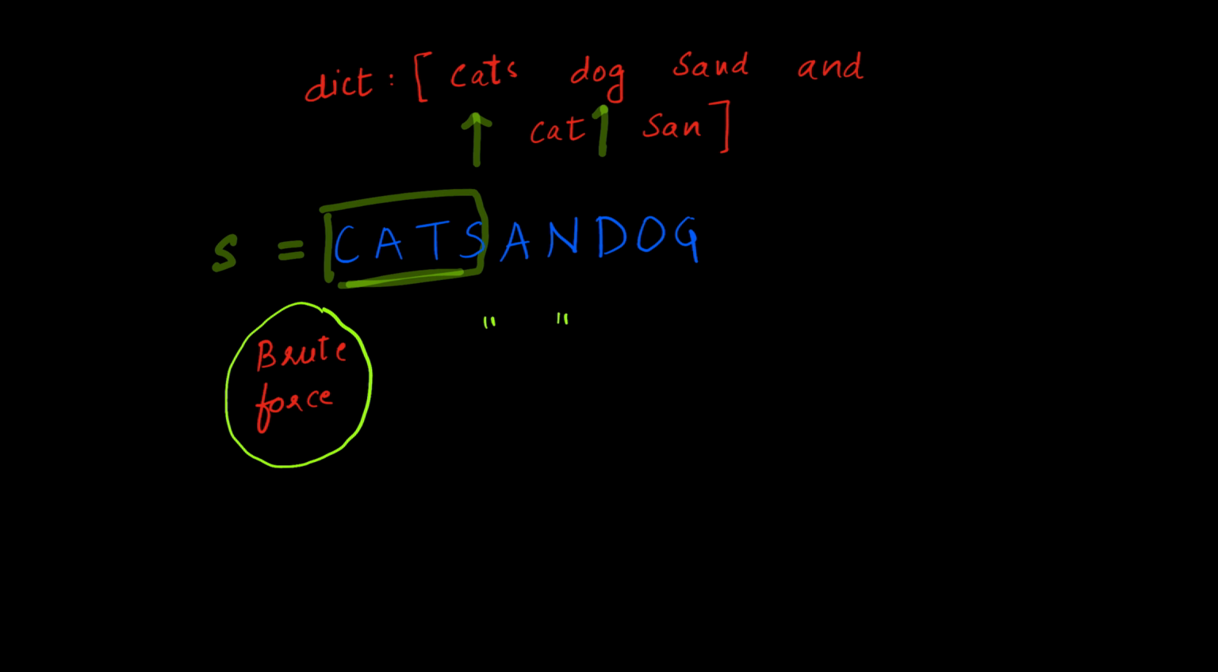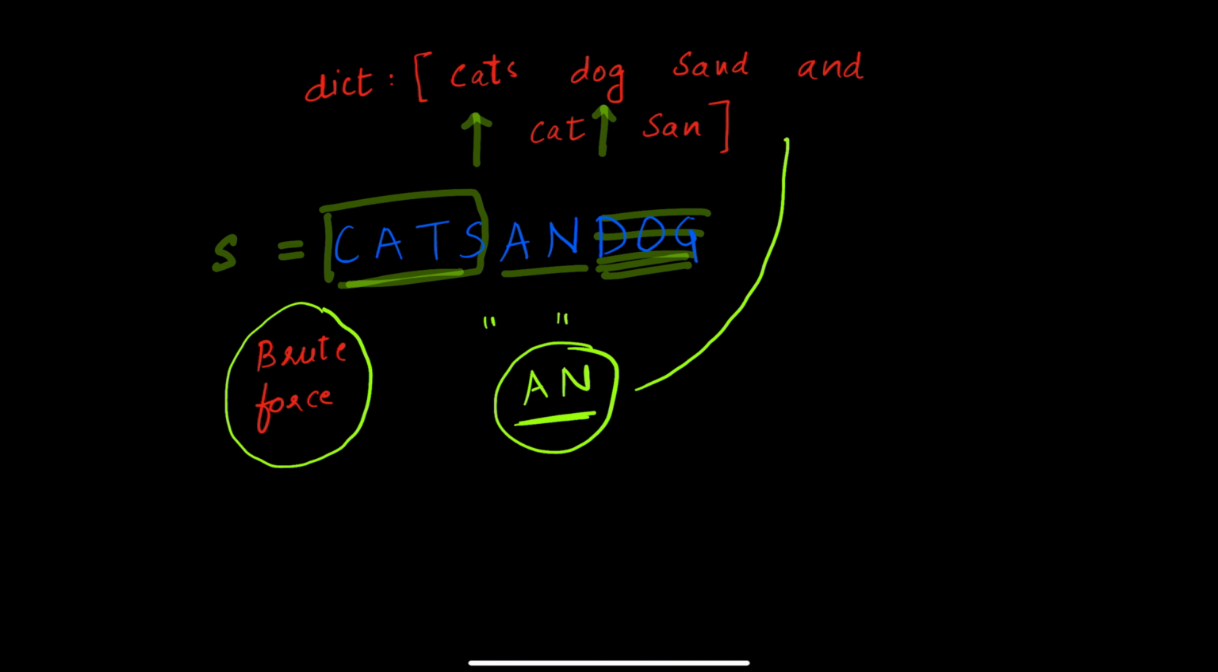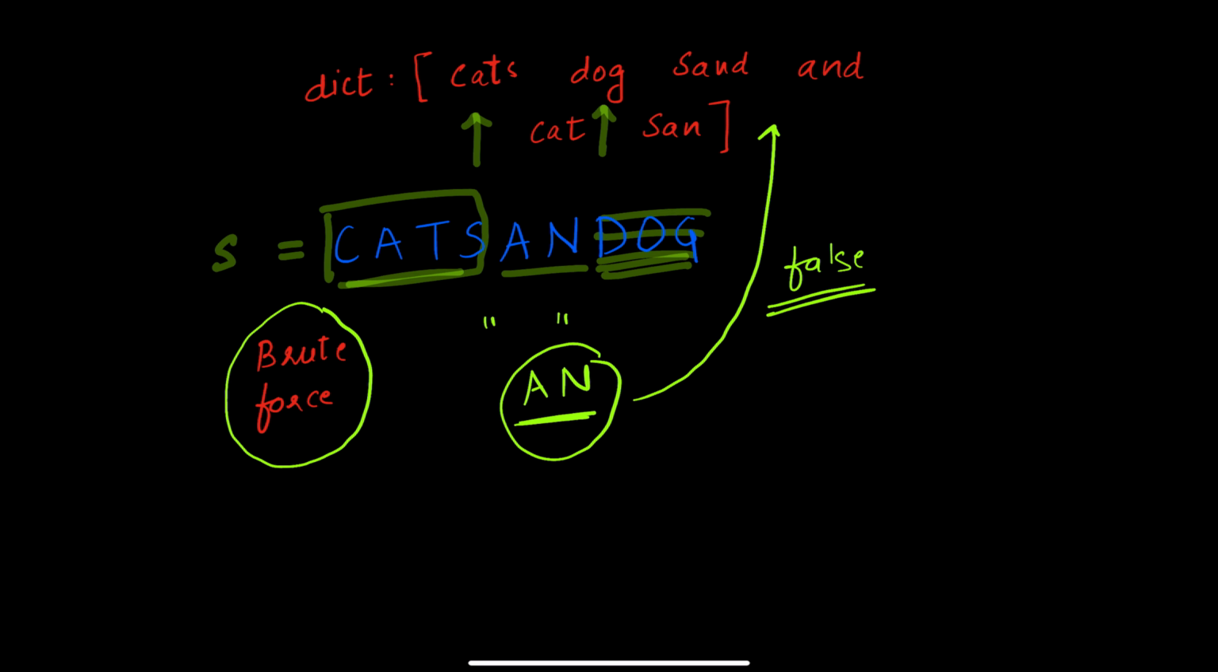Next word is dog. As it exists in the string, we'll replace it with an empty string and continue with the remaining characters. Now we are left with an. As an does not exist in the dictionary, our output should be false. But this output is incorrect.